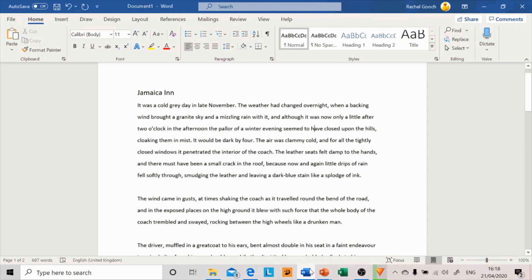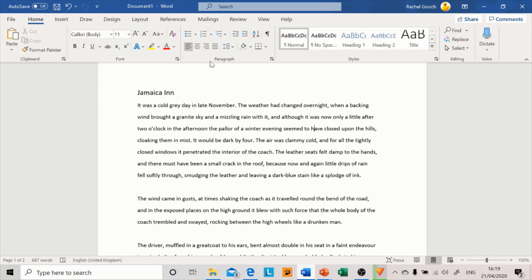So you should have read this one already, and we're just going to look at this opening paragraph together. So it was a cold grey day in late November. The weather had changed overnight when a backing wind brought a granite sky and a mizzling rain with it. And although it was now only a little after 2 o'clock in the afternoon, the pallor of winter evening seemed to have closed upon the hills, cloaking them in mist. It would be dark by 4.